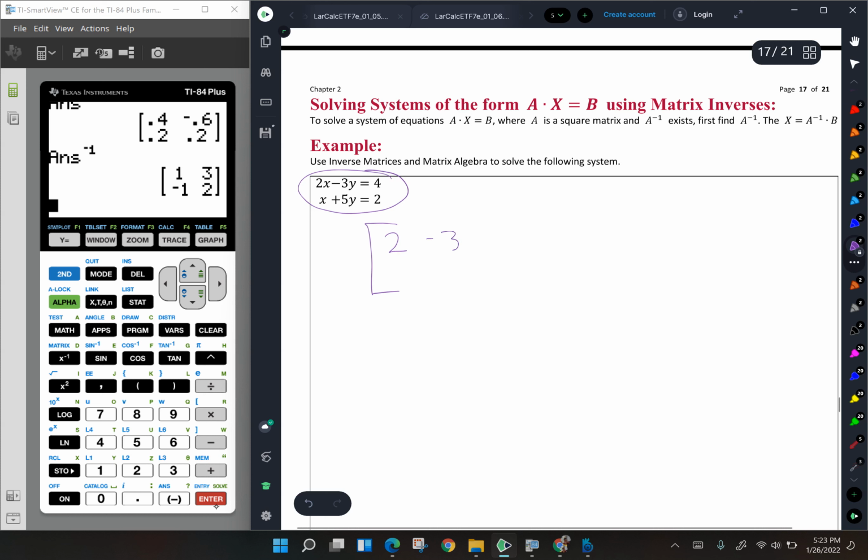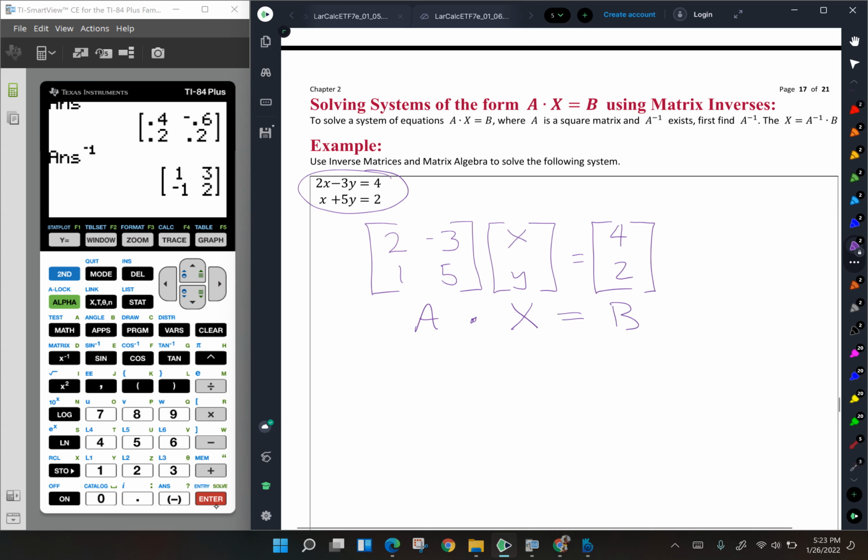2, negative 3, 1, 5. We're going to call that matrix A, multiplied by matrix X, Y. We're going to call that matrix big X, or the variable matrix. And A is being multiplied by X. And then we're going to say that this is equal to the matrix 4, 2. And we're going to call that matrix B. And so we have the equation A times X is equal to B.